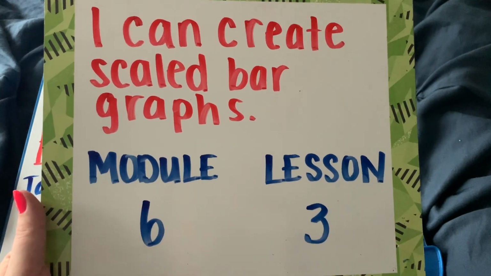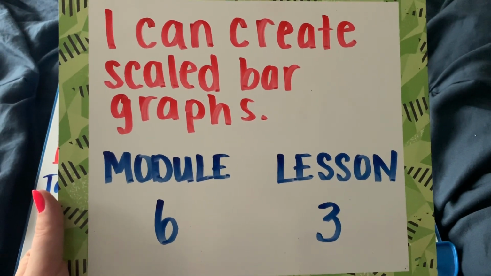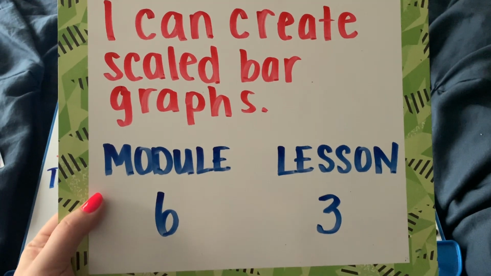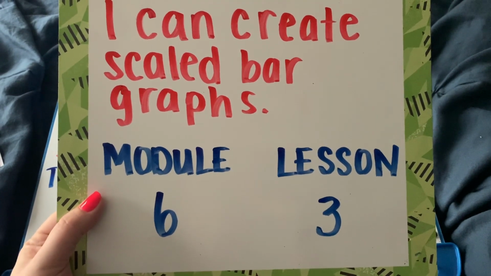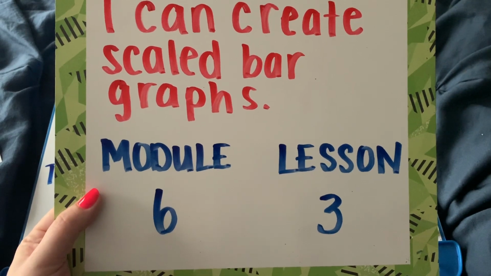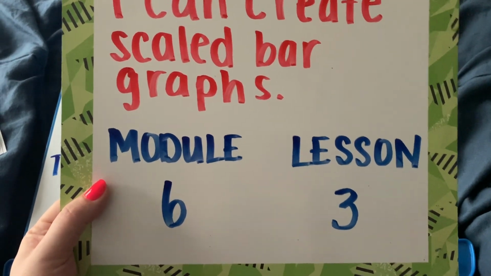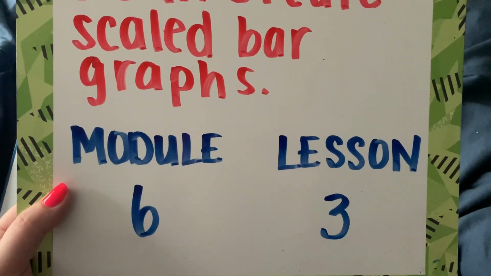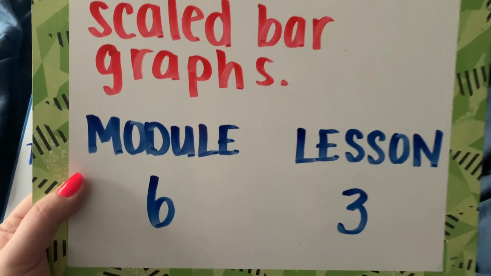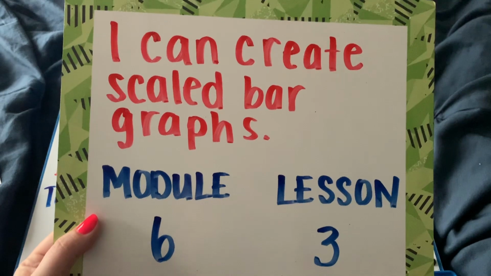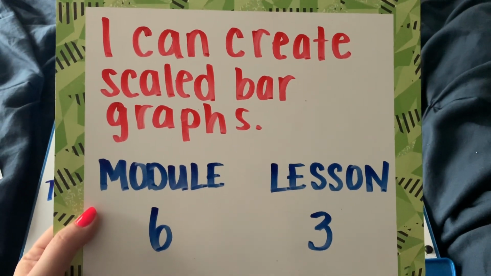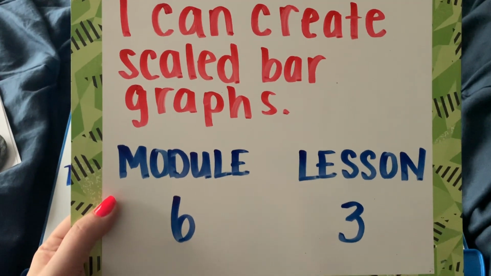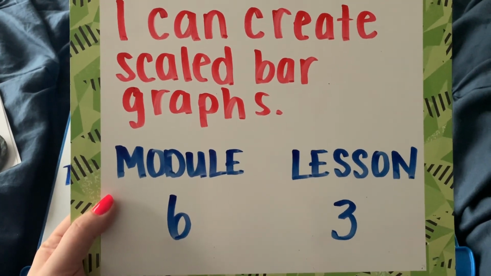Absolutely nothing. Okay, anyway. So our I can statement is, I can create scaled bar graphs. So this is module 6, lesson 3. So you are a third of the way done with this lesson. So I want you guys to think, how many lessons are in this module if I'm a third of the way done? Well, I guess you'll have to wait and find out. So we are building off of what you guys did yesterday with the tape diagrams, and today we're turning them into a bar graph. So let's go ahead and get started.